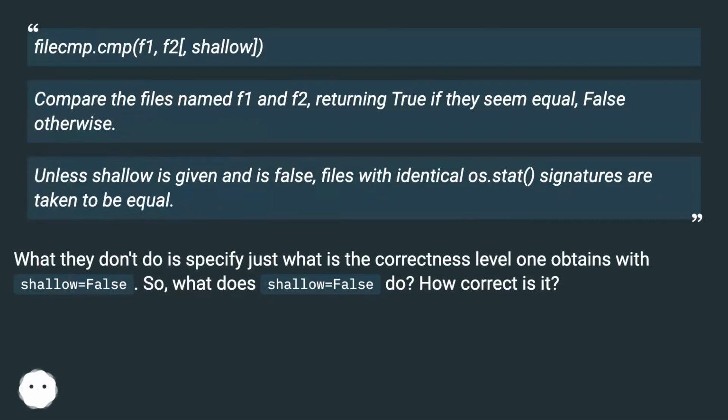filecmp.cmp(f1, f2, shallow): compare the files named f1 and f2, returning True if they seem equal, False otherwise. Unless shallow is given and is False, files with identical os.stat signatures are taken to be equal. What they don't do is specify just what is the correctness level one obtains with shallow=False. So, what does shallow=False do? How correct is it?